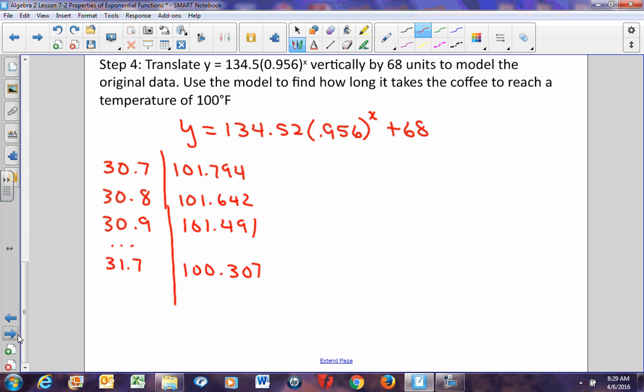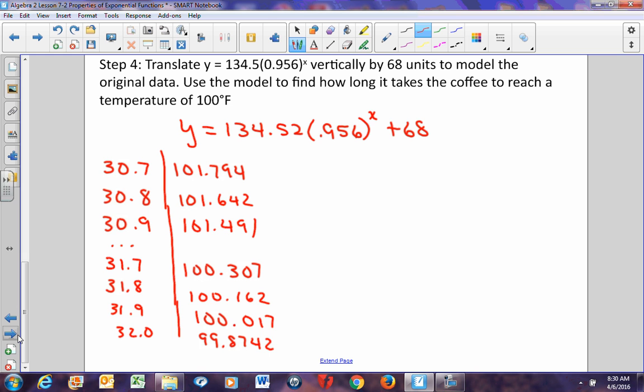Okay, so it's really close to 100 degrees. At 31.8, excuse me, I have 100.162 degrees. At 31.9, I have 100.017. That's almost exactly 100 degrees. And if I go to 32 exactly, I have 99.87.